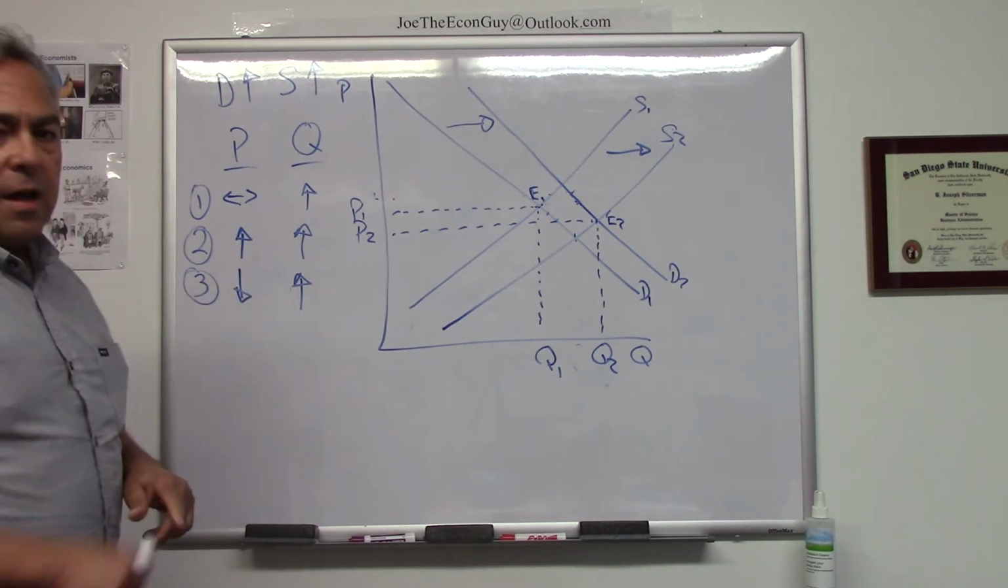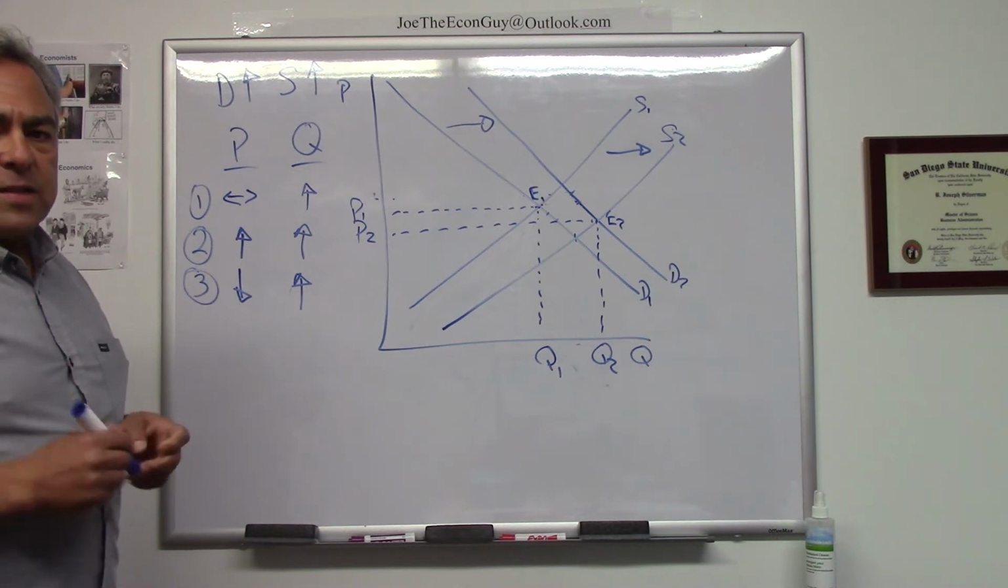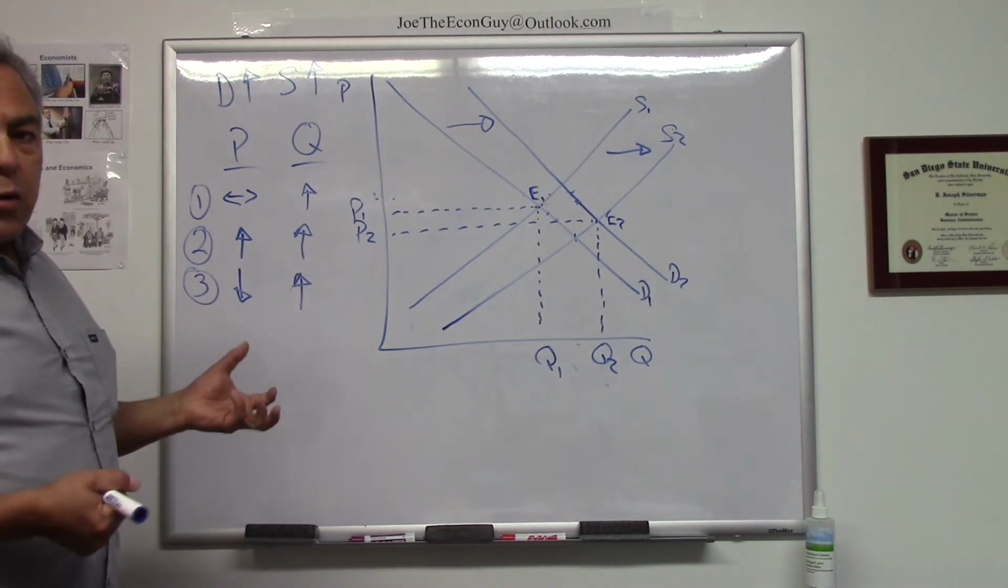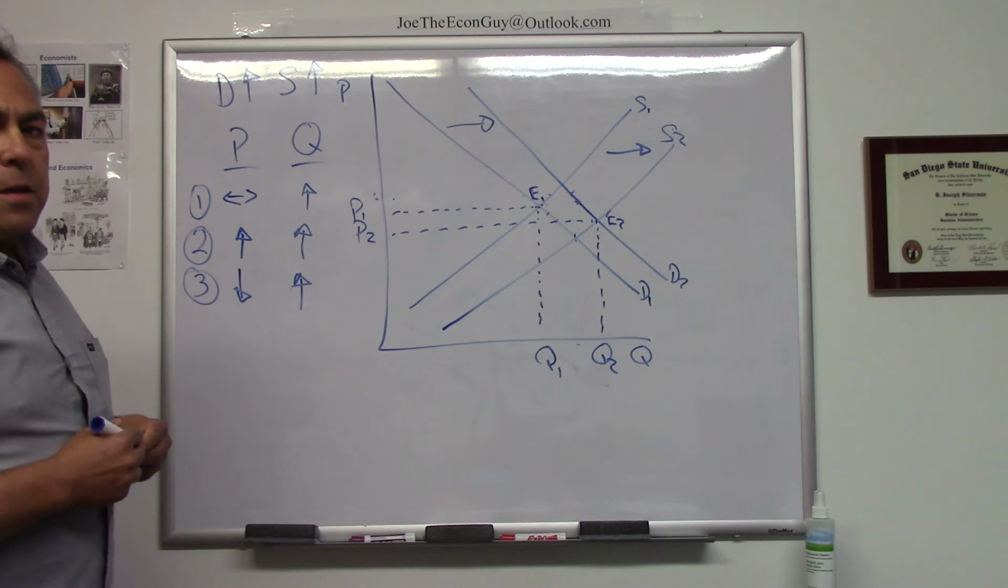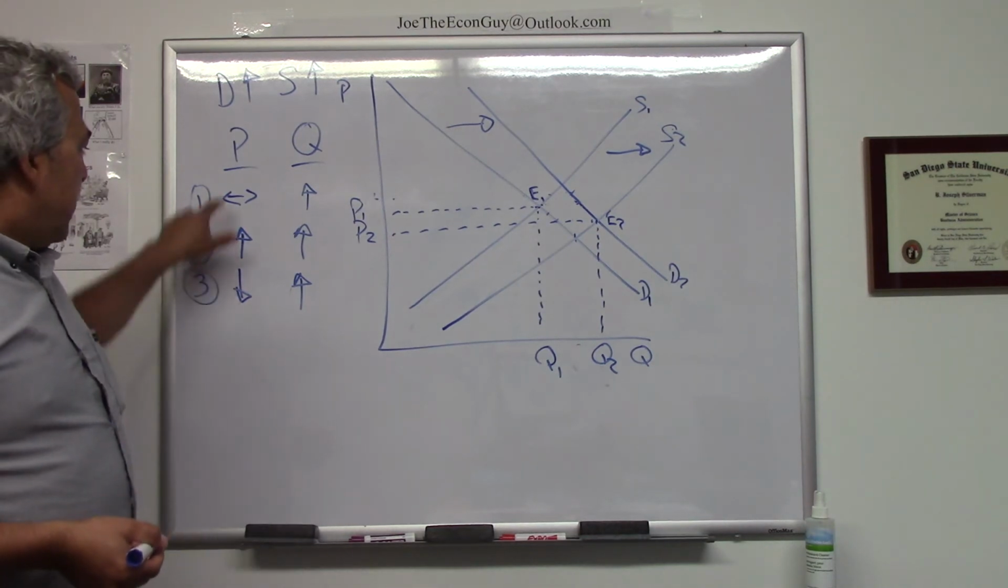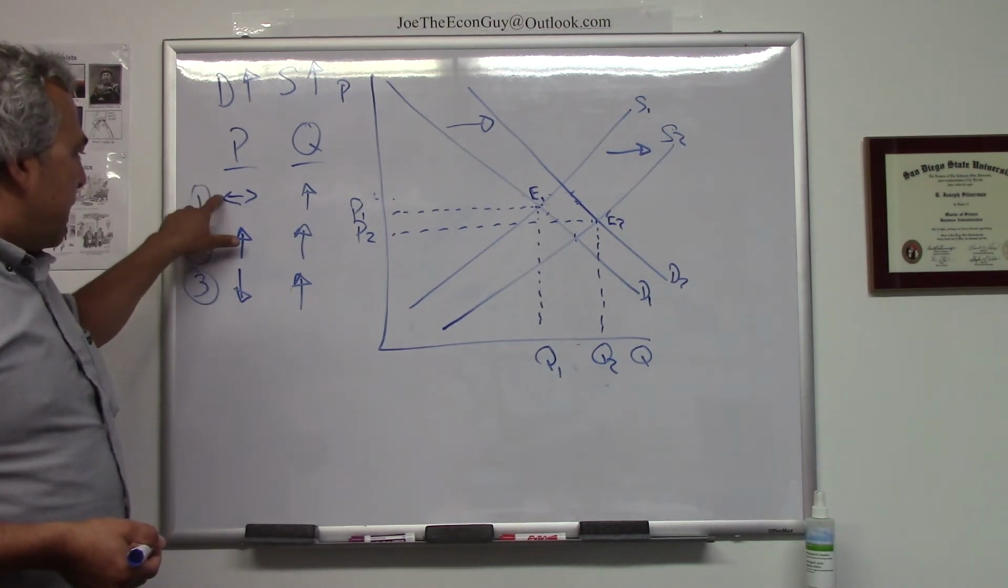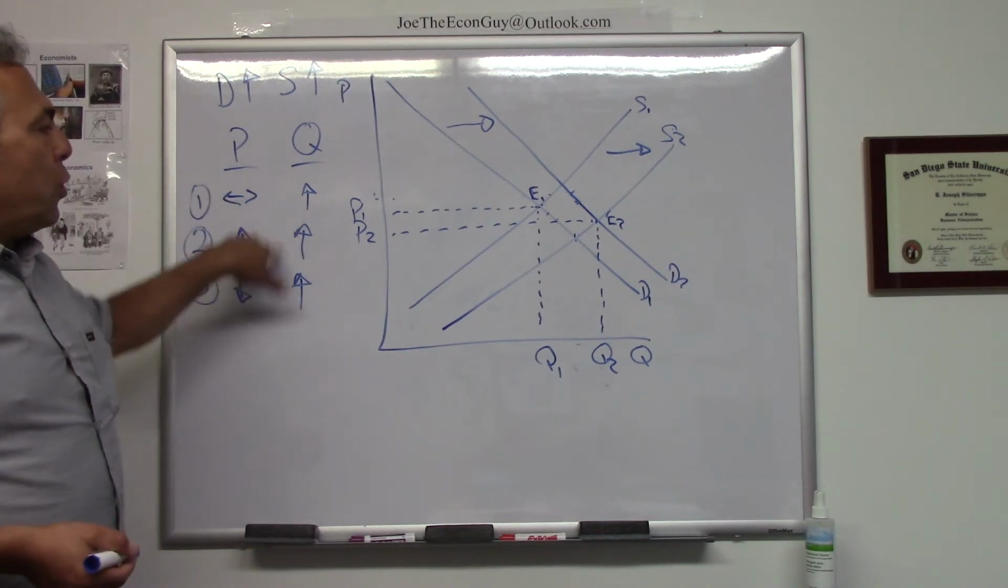So that's why you'll see in the middle of slide 27, it says that when we get an increase in supply coupled with an increase in demand, P is ambiguous, meaning we don't know if it's going to stay unchanged, go up or down, but Q always goes up.